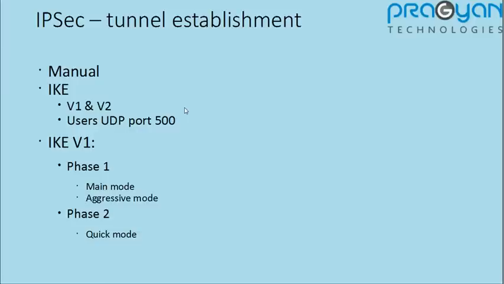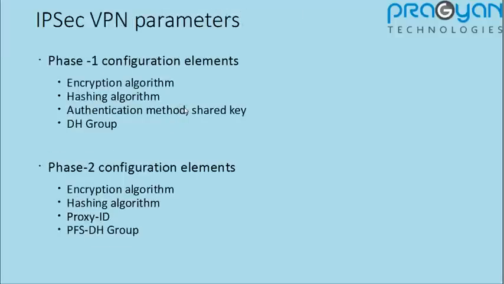Now phase 1 itself can happen in two modes, main mode and aggressive mode. Main mode is what I'm going to cover in more detail. Aggressive mode is considered to be slightly less secure, so it is less used, unless you are using a dynamic IP address for one of the gateways.